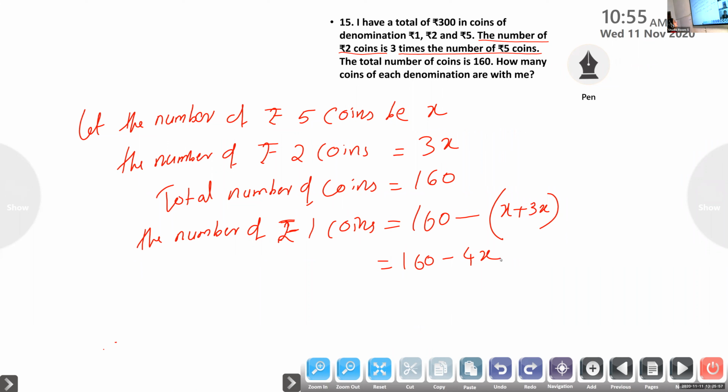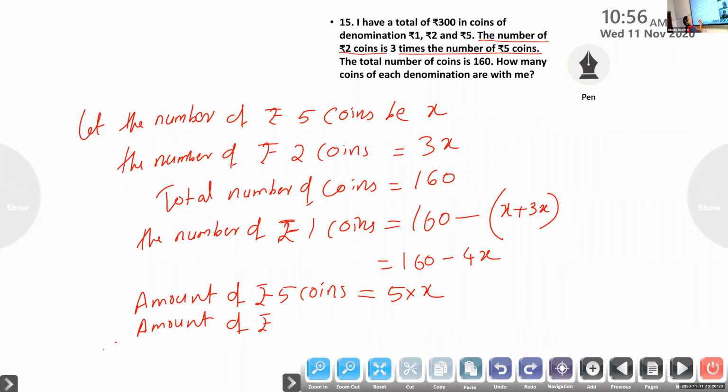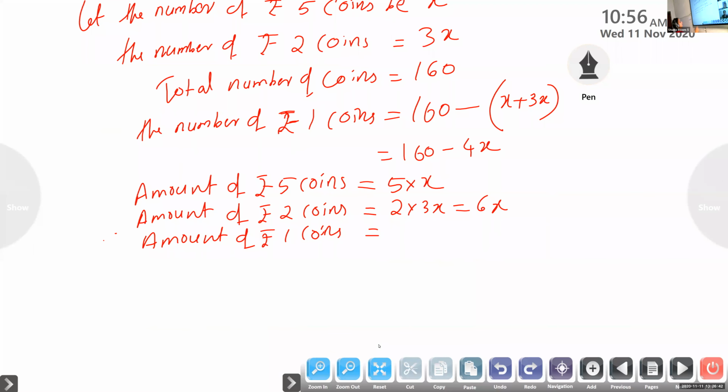Now, we have x rupees 5 coins. What is the amount of rupees 5 coins? 5x, 5 into x. Then the amount of rupees 2 coins is 6x, 2 into 3x. Good. Now, the amount of rupees 1 coins is 160 minus 4x into 1. That is 160 minus 4x. Up to this, okay, all of you? Any doubt?